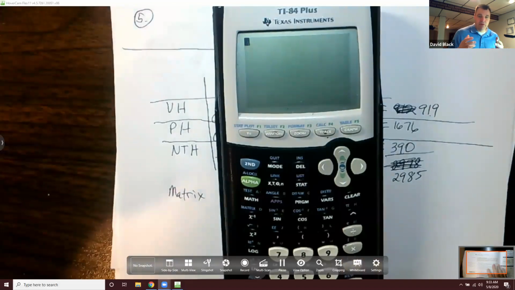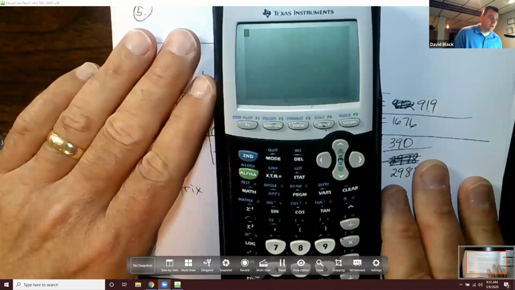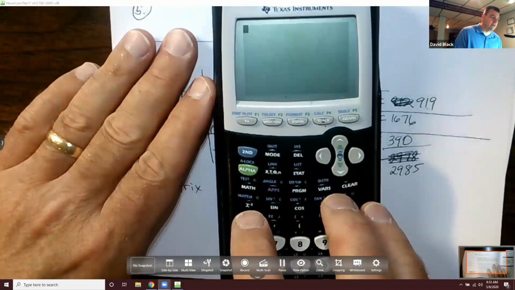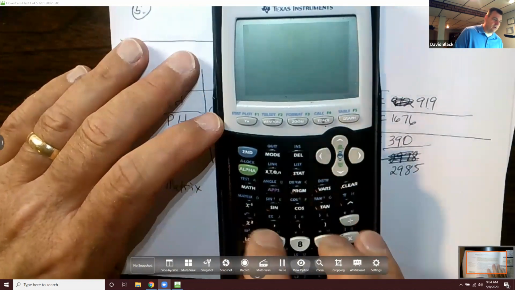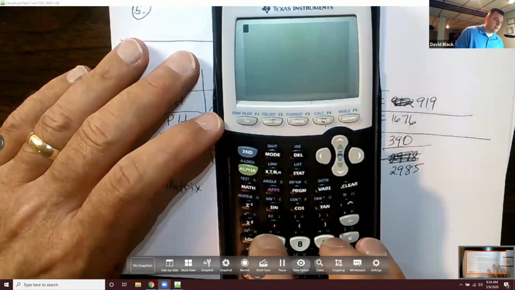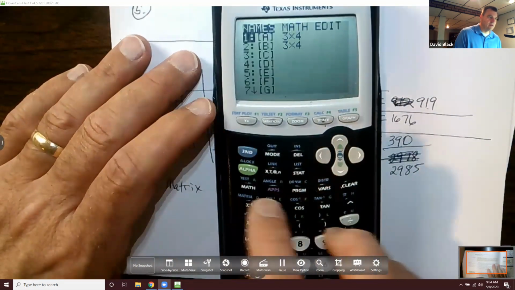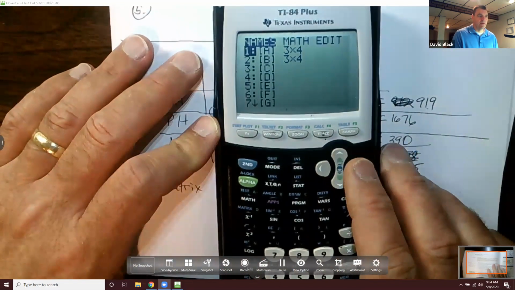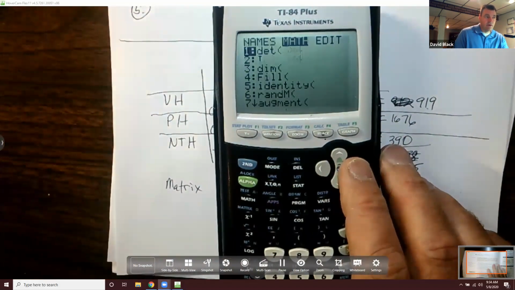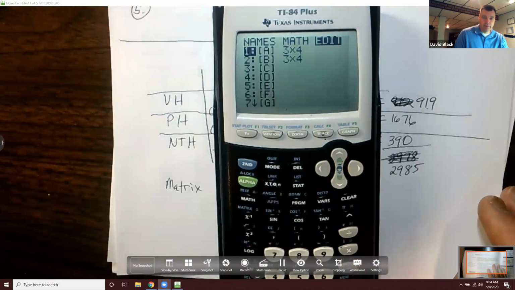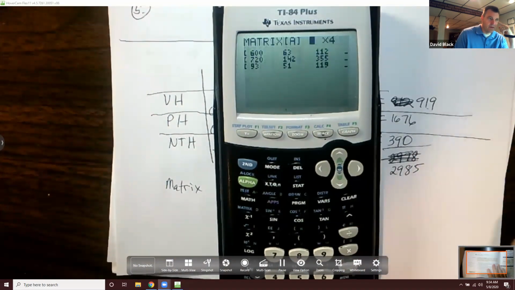What we have to do is enter these tables as matrices. So the menu for matrix is the second function of x to the negative 1. Here it's kind of a couple buttons over and up from your 7. See that? Second matrix. What we want to do is enter a matrix. And to enter a matrix, you always go to edit. So hit enter.